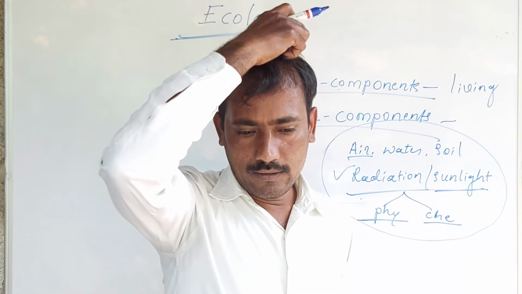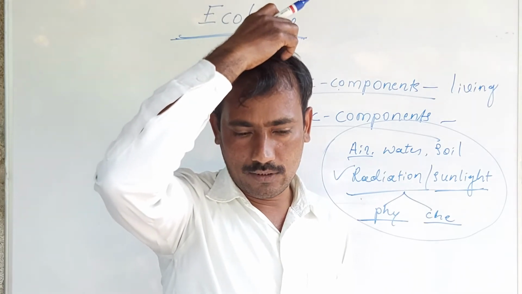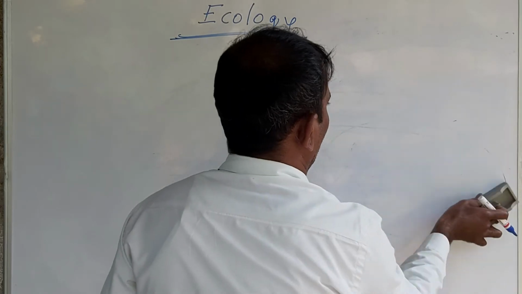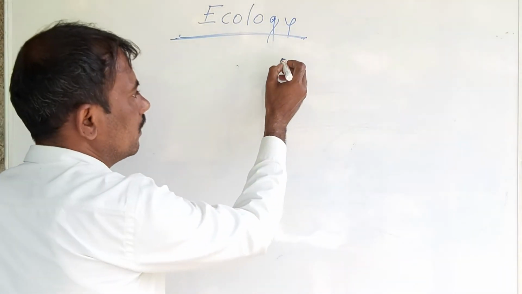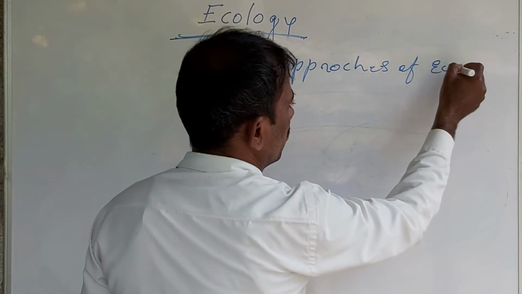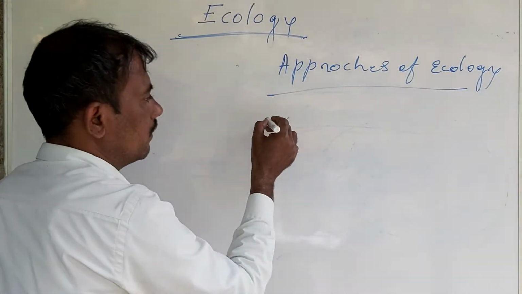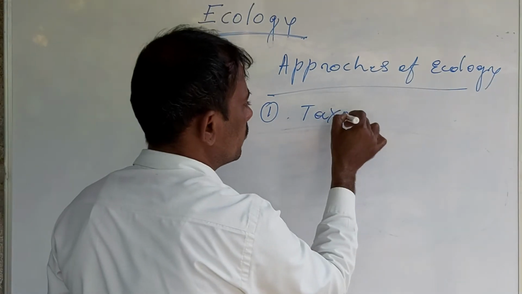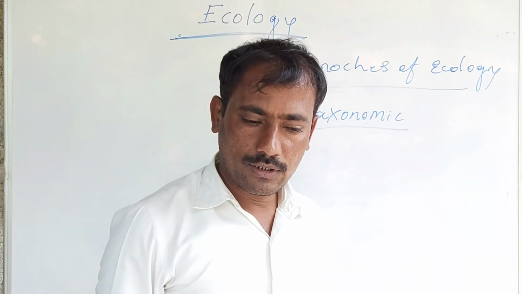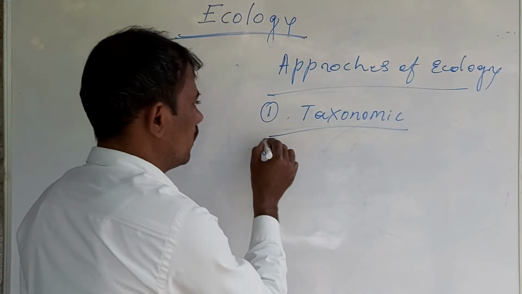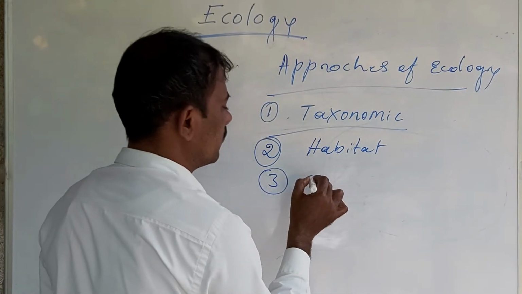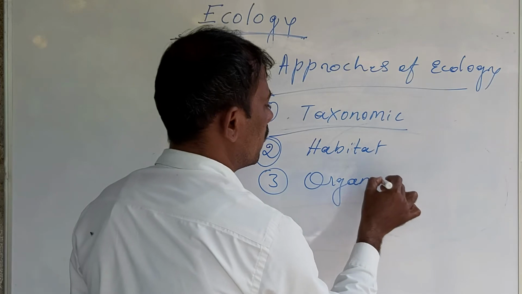Ecology can be studied under three different approaches. Let's take a look at the approaches of ecology. The first approach is the taxonomic approach, the second is the habitat approach, and the third one is the organism approach.